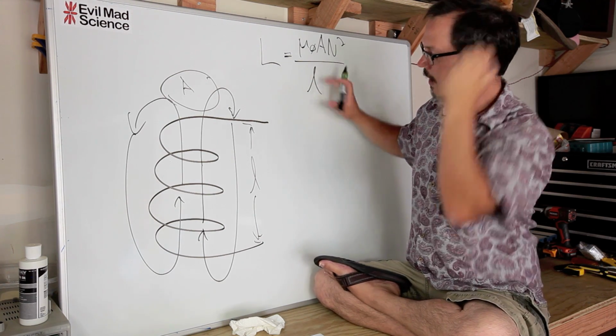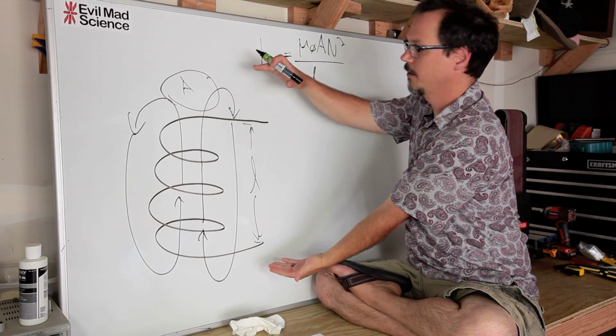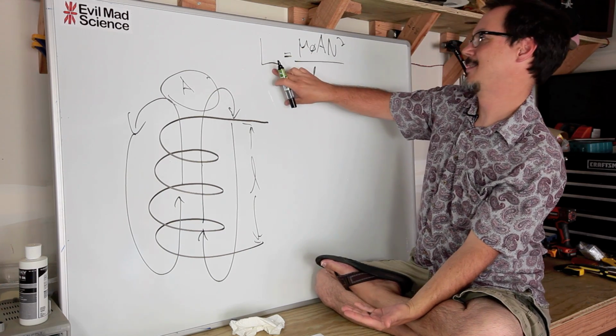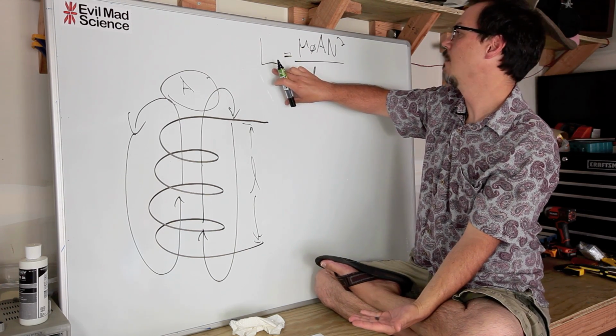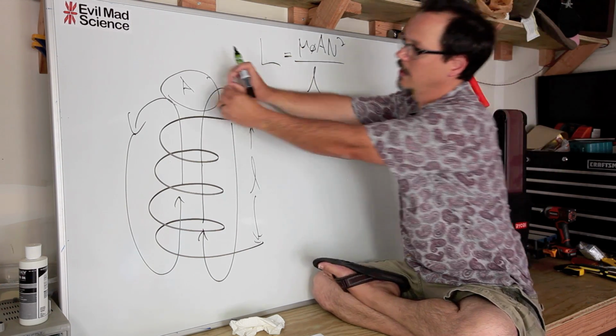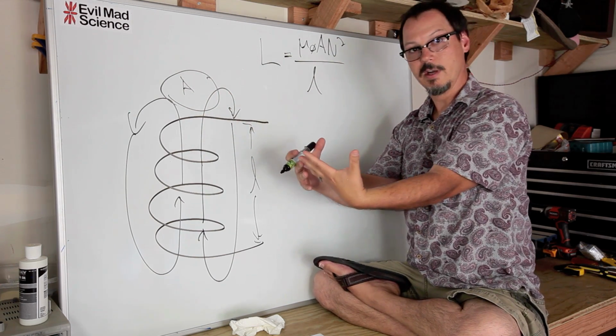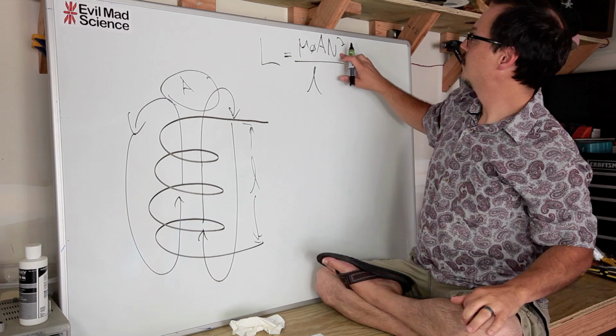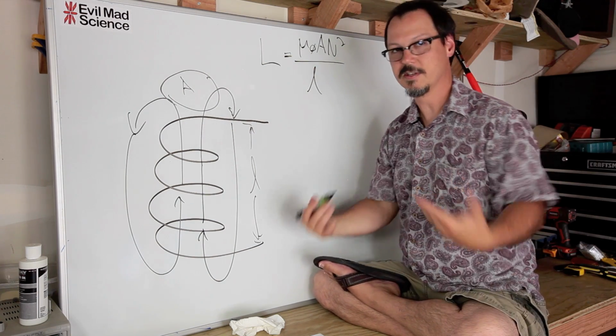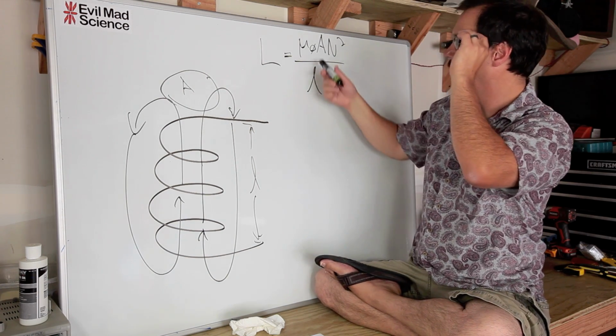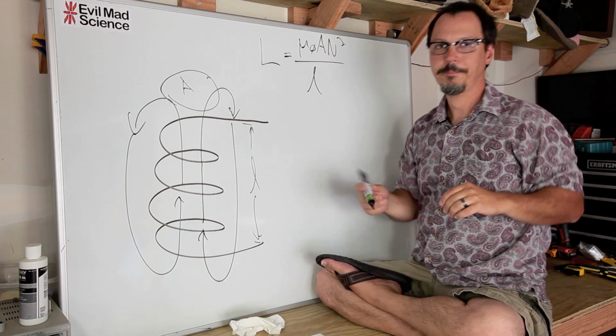What these terms say is that the longer the inductor is, the less inductance it's going to have. The greater the cross-sectional area of the cylinder, the more inductance it's going to have. And of course, the number of turns increases the amount of inductance as well. Okay, now let's talk about mu naught.